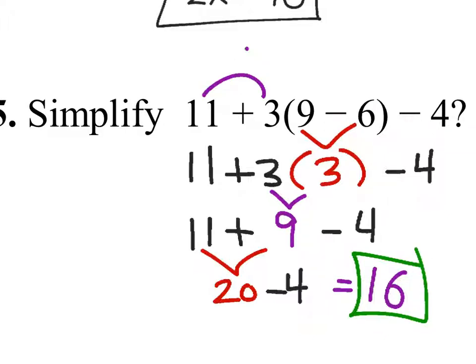Now you guys have to be careful, because sometimes what happens on these is that you'll do 11 plus 3 first, you get 14, then you'll do the parentheses. That's bad. That's not the order of operations, because you got to do the multiplication there first between the 3 and the parentheses. So just keep that in mind. We don't want you to make that mistake, which is extremely common.